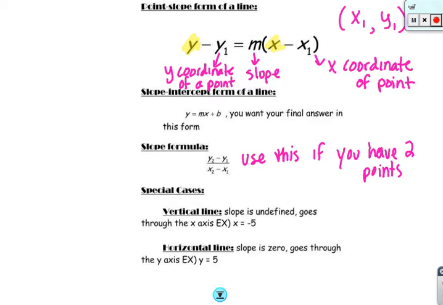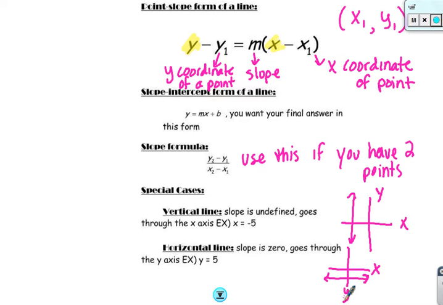And so we already learned that a vertical line, the slope is undefined, right? A vertical line, I can't walk up that wall, and it goes through the x-axis. So this equation is x equals whatever number it goes through. A horizontal line, your slope is 0. If I can just walk across the floor, it goes through the y-axis. So its equation is y equals whatever number it goes through.